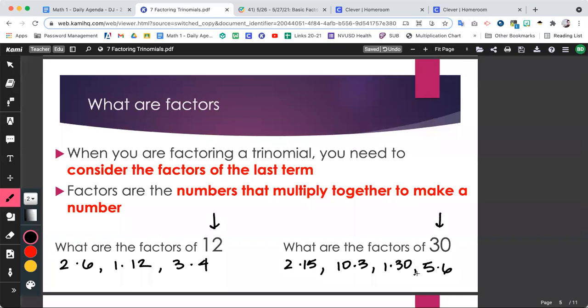So again, if you're not really strong on the multiplication tables, sometimes you are going to have to break out a calculator and just see what divides into something. Okay. But for today and for the homework tonight, they're all pretty straightforward.